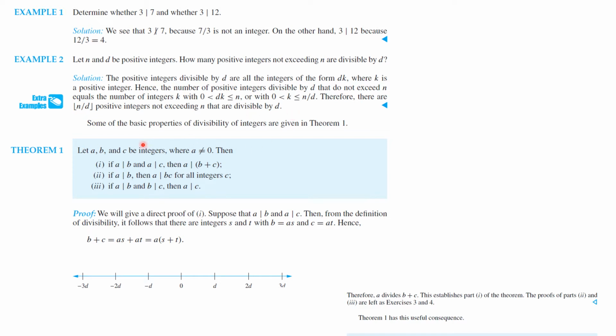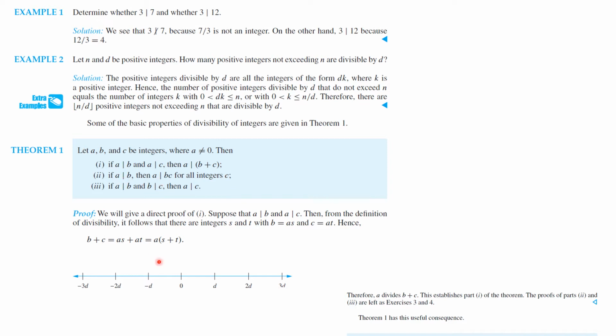Some of the basic properties of divisibility happen here. This is a theorem. You can prove these things. If a divides b and a divides c, then a divides b plus c. And that's the only one of these that we prove. If a divides b, then a divides b times c for all integers c. And if a divides b and b divides c, then a divides c. These are not hard proofs, and I would encourage you to do them.